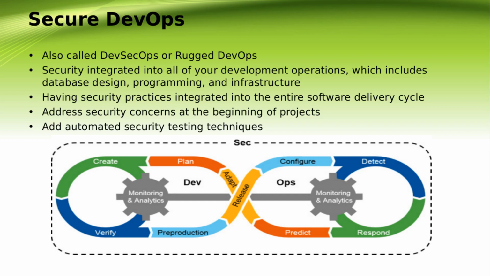The evolution of secure DevOps has produced some best practices for increased security of developed applications, and these include a few of the following. Address security concerns at the beginning of the project. Add automated security testing techniques. The other one is having security practices integrated into the entire software delivery cycle. Security is integrated into all of your development operations, which includes database design, programming, and infrastructure.